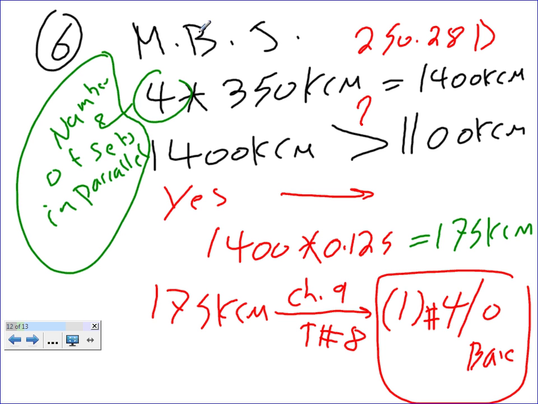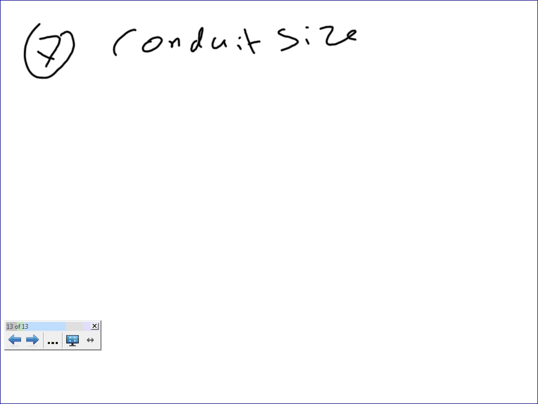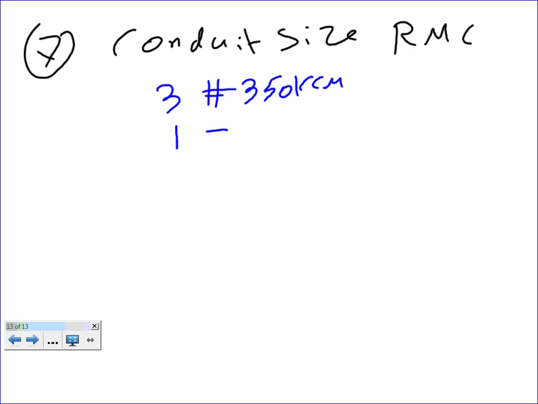Okay, what's number 7, Mr. Bell? It's the conduit. Now the conduit, I want you guys to wake up. Let's do that one, number 7. Conduit size. I decided to put them in a rigid metal conduit. Okay, let's see how many conductors we have. We have 3 conductors, 350 kcm, right? And 1 conductor, what was the other conductor? 3 aught. The neutral, what was the neutral size? 4 aught.